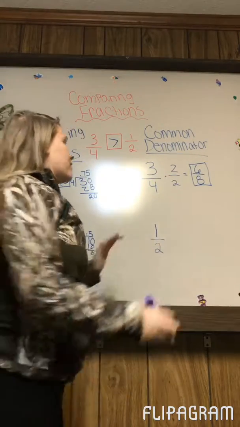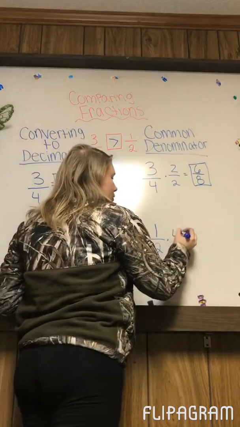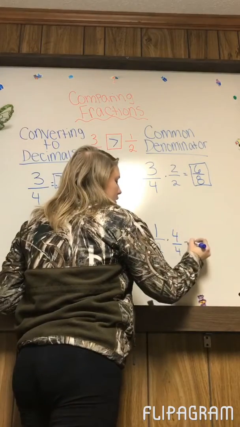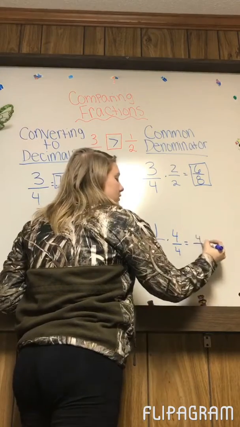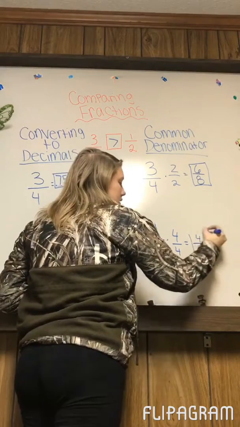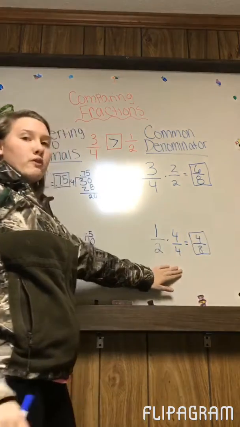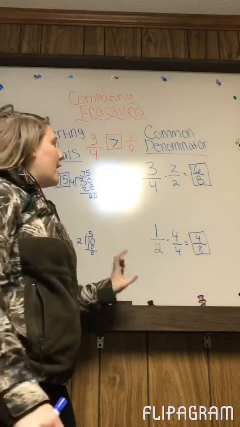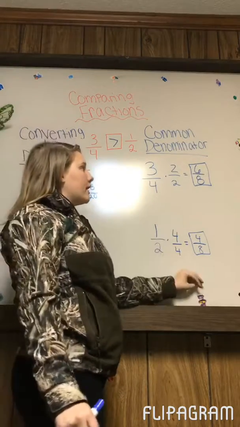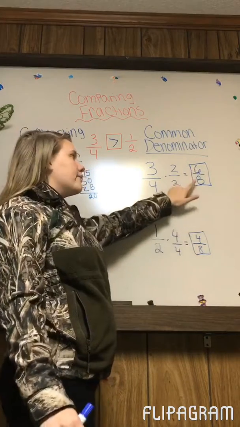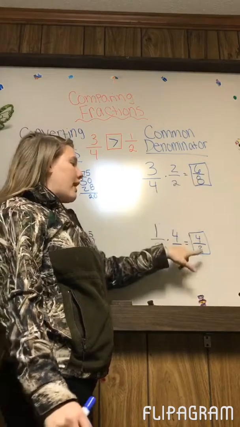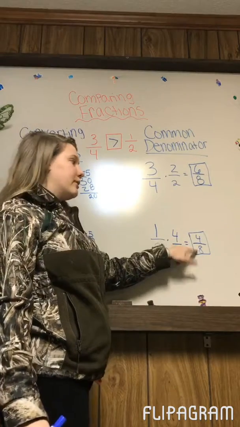And then 1/2, I'm going to multiply by 4/4, which is going to give us 4/8. And I multiply by 4/4 to get an equivalent fraction. And once you get the common denominator, you can compare them because the denominator tells you that they both have the same number of equally sized pieces in the whole.